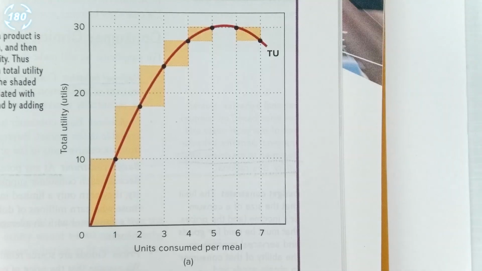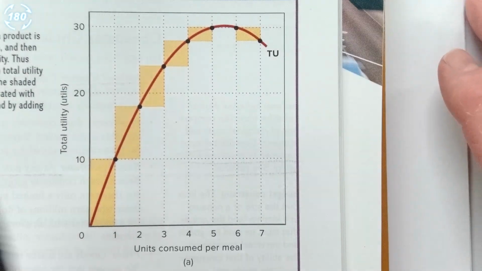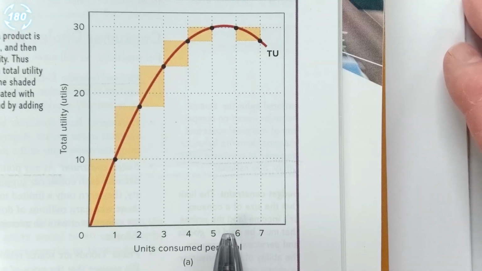So if you don't care how much you spend on this one good, you just want to maximize total utility, then if that's your goal, you purchase and consume 5.5 units.